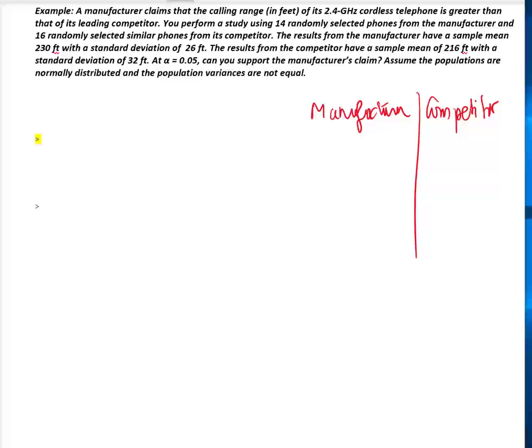A manufacturer claims that the calling range in feet of its 2.4 cordless telephone is greater than that of its leading competitor. You perform a study using 14 randomly selected phones from the manufacturer. So we're going to call the manufacturer 1. So n1 is 14. And 16 randomly selected from the competitor. So n2 is 16. The results from the manufacturer have a sample mean x bar 1, which is 230, with a standard deviation s1. He didn't say population standard deviation, so it's s, 226 feet.